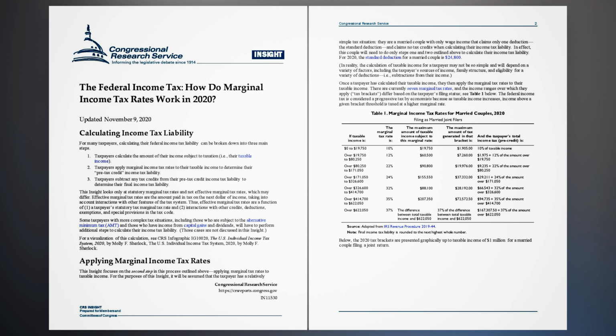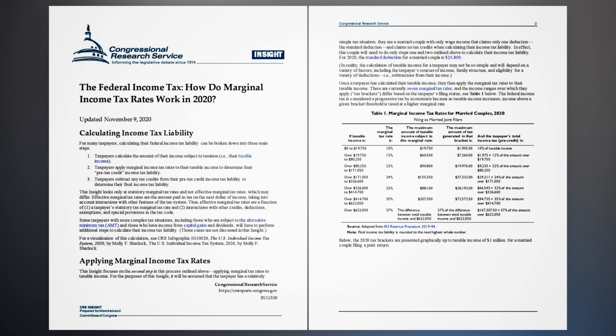This insight looks only at statutory marginal tax rates and not effective marginal tax rates, which may differ. Effective marginal tax rates are the amount paid in tax on the next dollar of income, taking into account interactions with other features of the tax system. Thus, effective marginal tax rates are a function of 1. A taxpayer's statutory marginal tax rate and 2. Interactions with other credits, deductions, exemptions, and special provisions in the tax code.